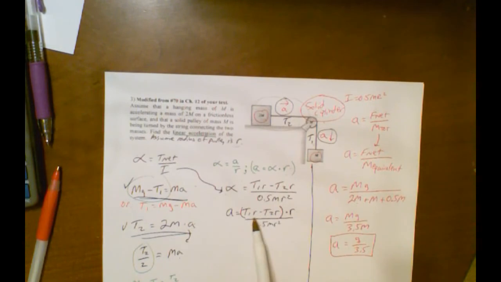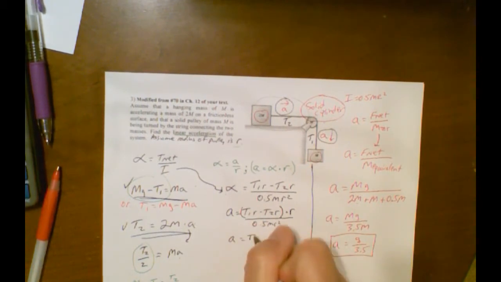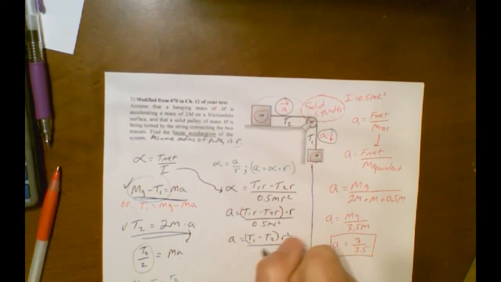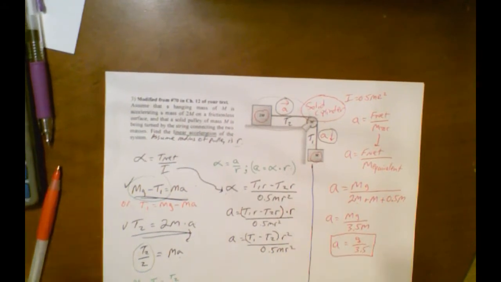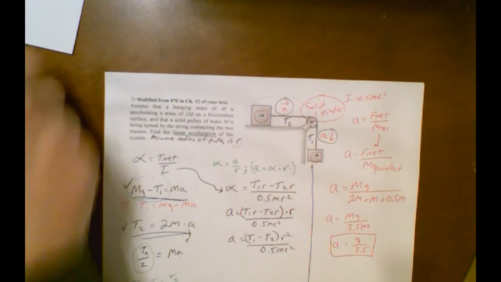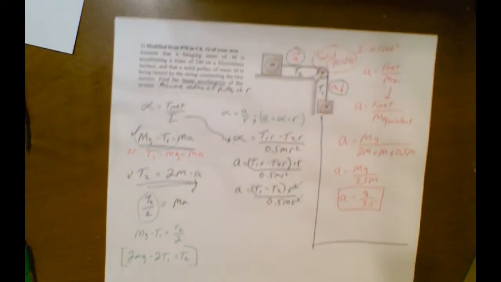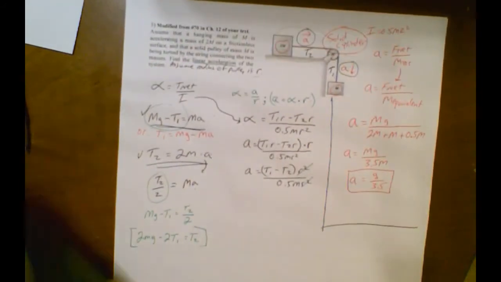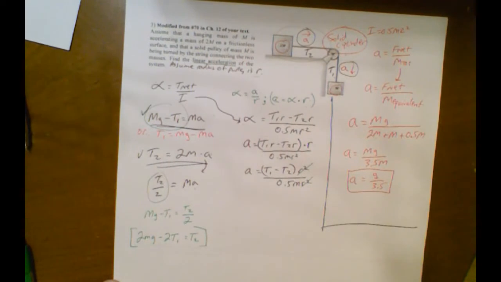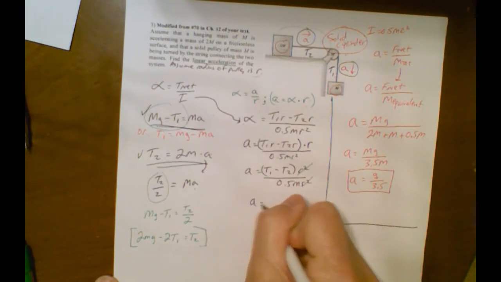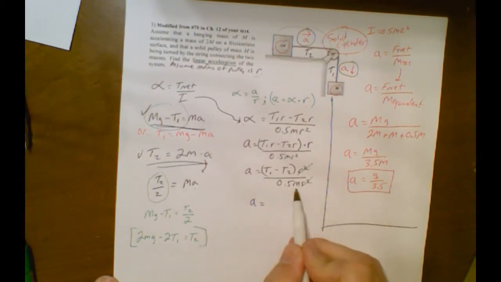Now if you look, all these terms have r. They're multiplied by r, I get r squared, and I have r squared in the bottom. So I could say a is equal to T1 minus T2 r squared over 0.5 mr squared. I love when things cancel out. I'll do that in green. So now what I can say is a is equal to T1 minus T2 over 0.5 m.